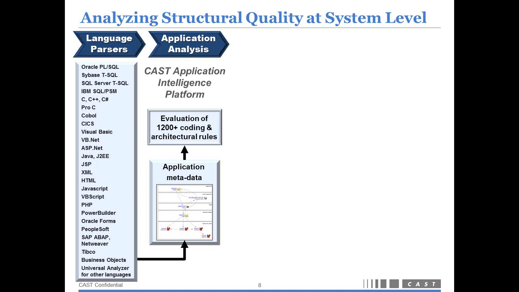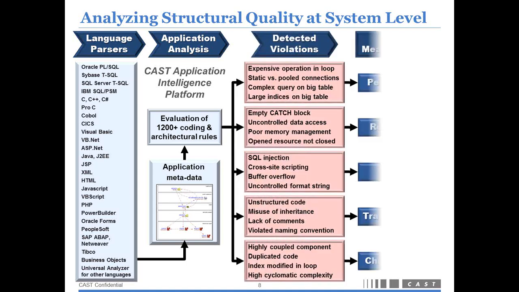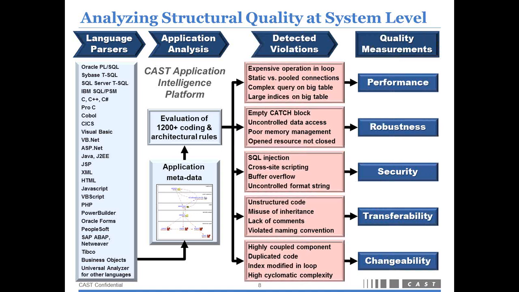So we can now trace the data flows and the transactions, the control flows, the object hierarchies, and what have you. And in that, we have written 1,200 rules for good coding and architectural practice. And these are rules that deal with things like performance, reliability and robustness, security, various aspects of maintainability like transferability, which is really how comprehensible the software is, and changeability. And so you can see that we're looking for these violations.